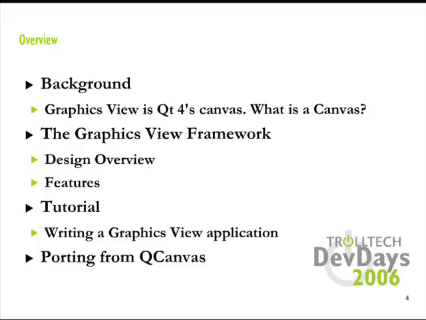But a bit more seriously, what is this GraphicsView? It's Qt4's replacement for the Qt3 canvas. So we're going to look a little bit about what we define as a canvas. Then we're going to look a little bit more about the details of the GraphicsView framework, like which features are there, which classes exist, and how to use them. Then we're going to go through a small tutorial and show you at least some of the basic steps to get your application using GraphicsView up and running. And then I'm going to talk a little bit about porting from QCanvas at the very end.